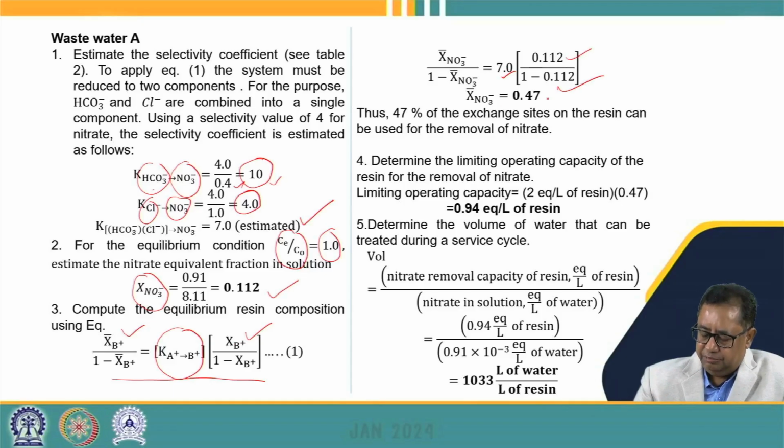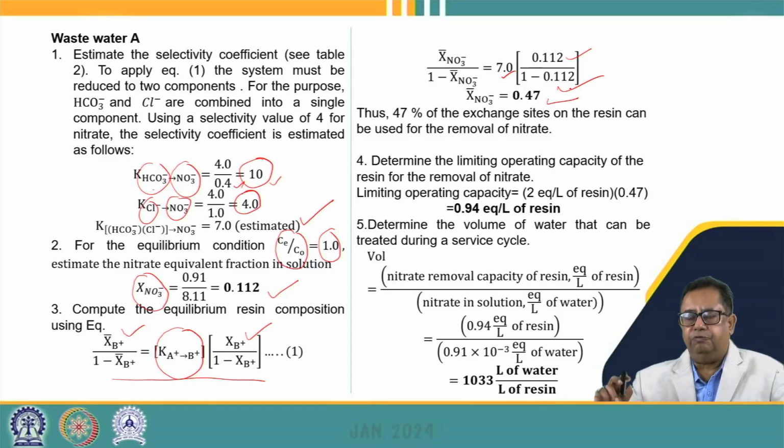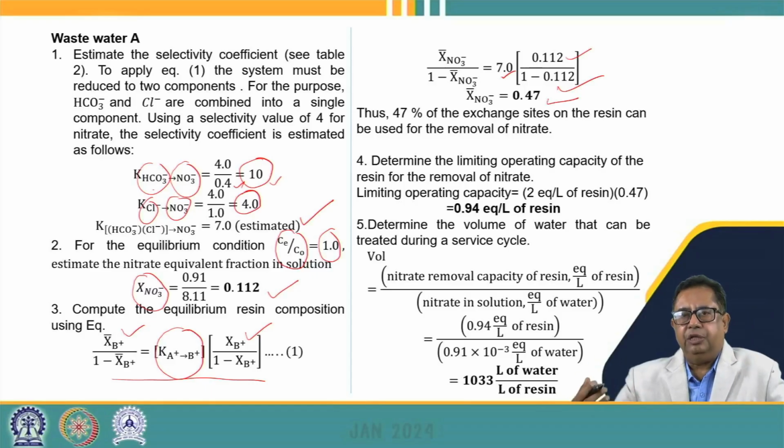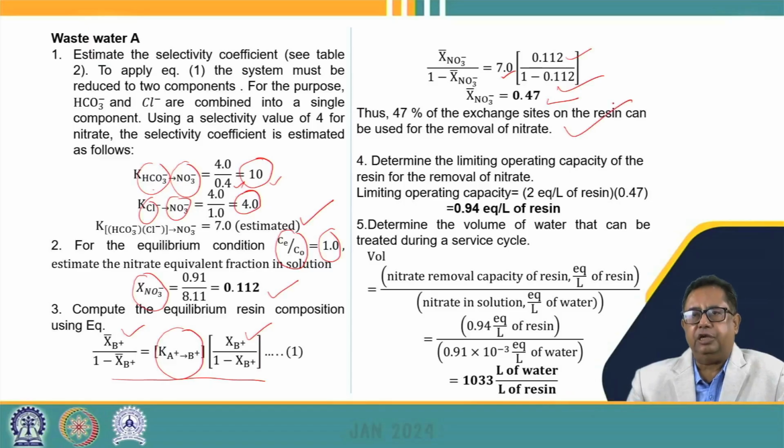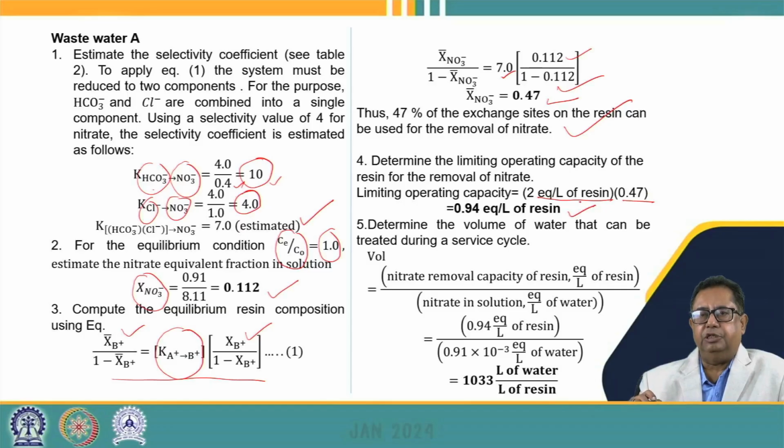So this X bar can be calculated, that is the fraction of the nitrate present on the ion exchange resin. So around 47% of the exchange sites are basically helpful in the removal of the nitrate, right? Okay. So we know that 2 equivalents per liter is the total capacity of the resin, multiplied by the 47% that is there for the nitrate removal. So the limiting operating capacity in this case for nitrate, when it is present in combination with bicarbonates and chloride, is around 0.94 equivalents per liter.